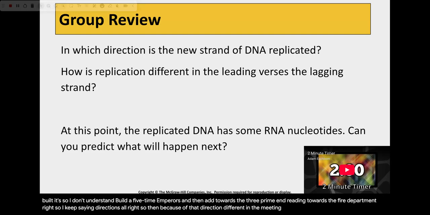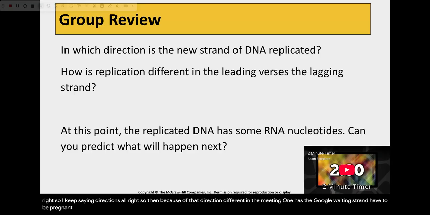Wait, what's the first answer? Which one has the Okazaki fragments? The lagging strand. So the lagging strand has to make fragments, those Okazaki fragments. So that means that the leading strand is just going to build one continuously new strand of DNA.